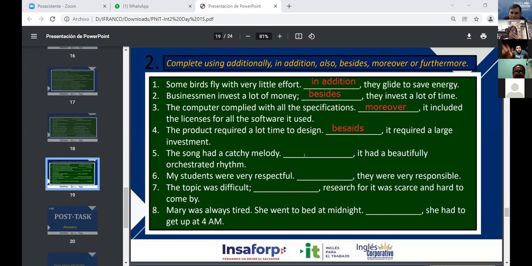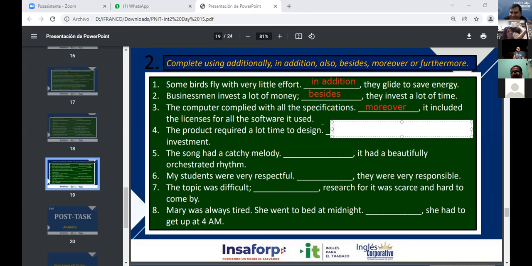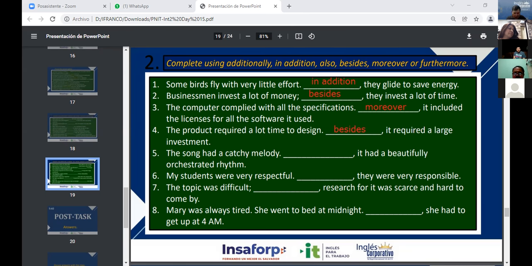The song had a catchy melody. Ay, está mal escrito. Decide. Yes. The number five, the song had a catchy melody.